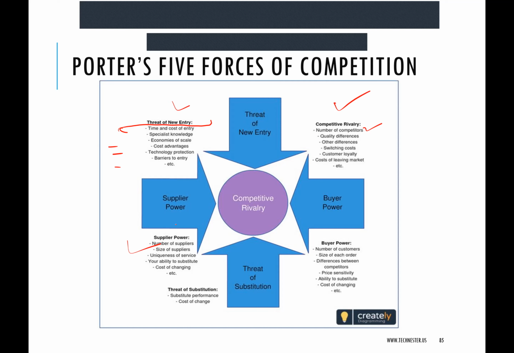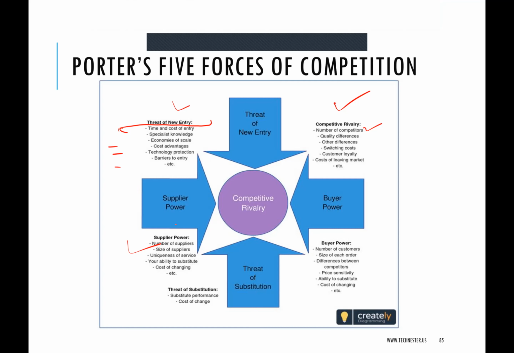Supplier power is good. You have plenty of suppliers, so nobody can hold you to ransom with raw materials that you need. Maybe other things are good, but it's just competitive rivalry that is a problem. Then you know you have to distinguish yourself. You have to differentiate your product. That may be the threat you have, and that may also be an opportunity, right? Because you will now go back and analyze later, not now.